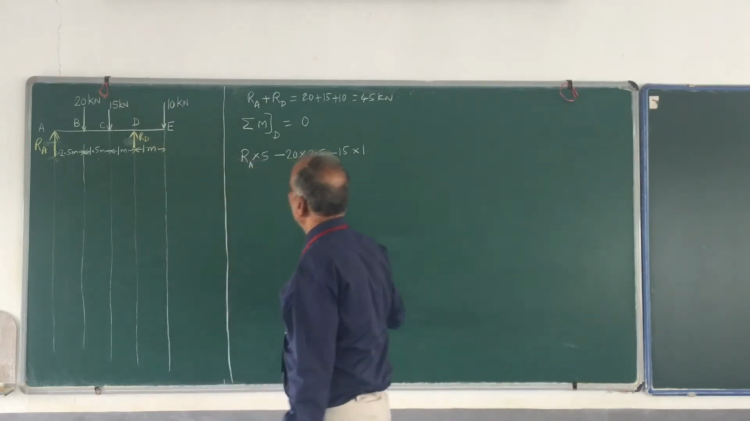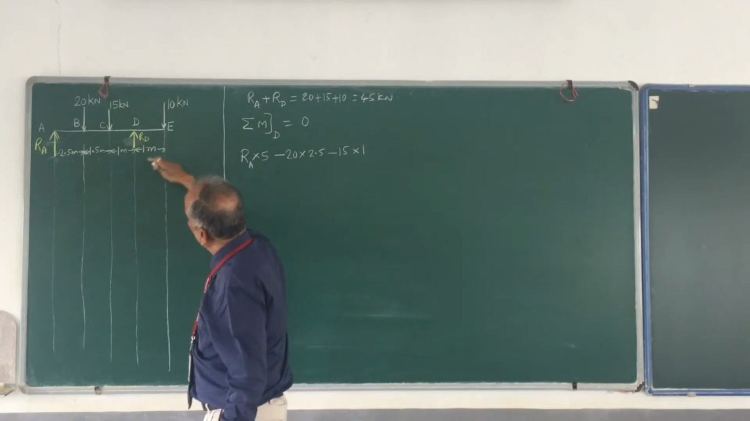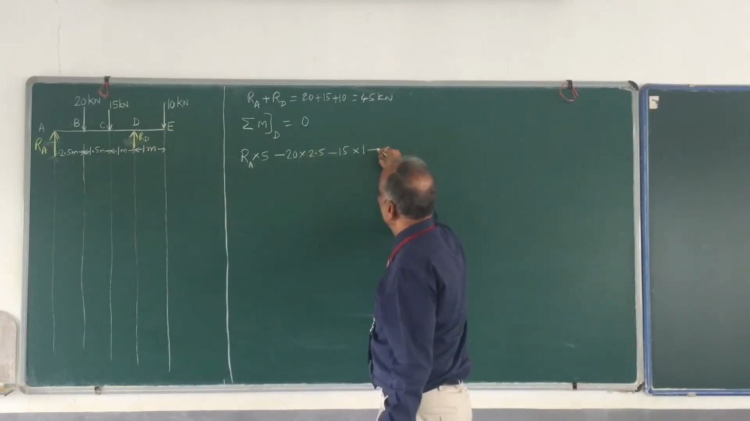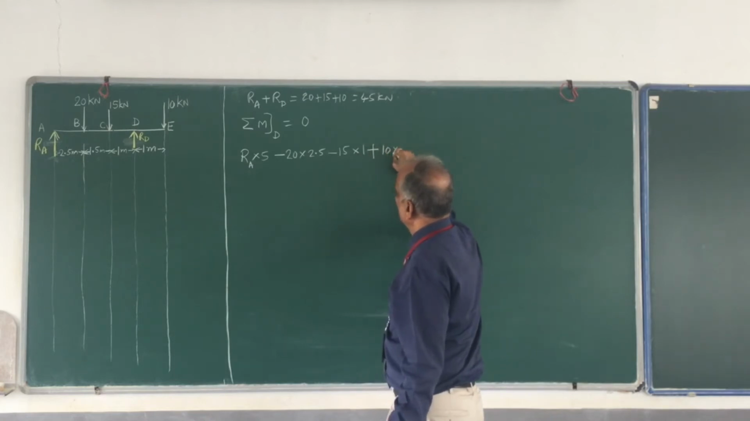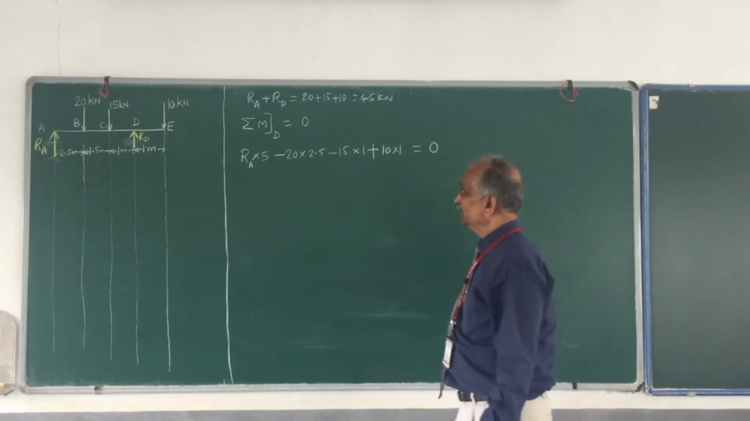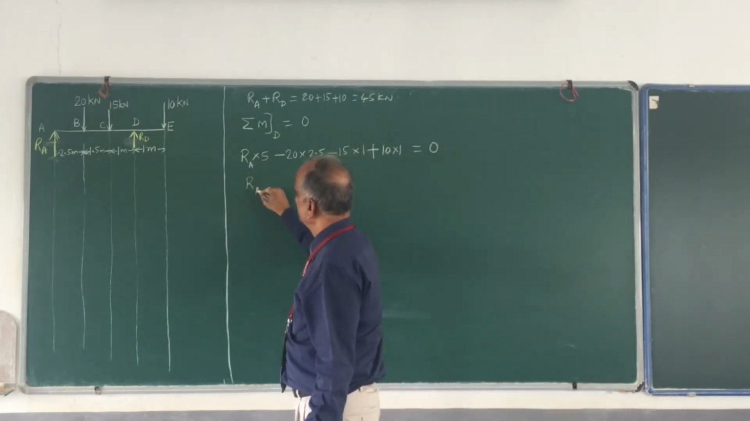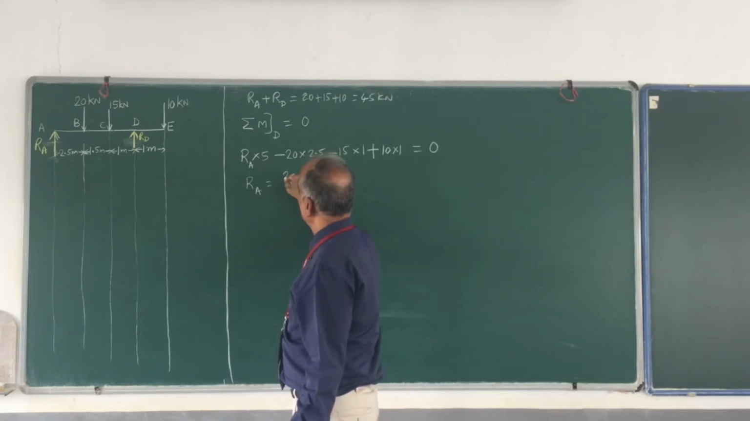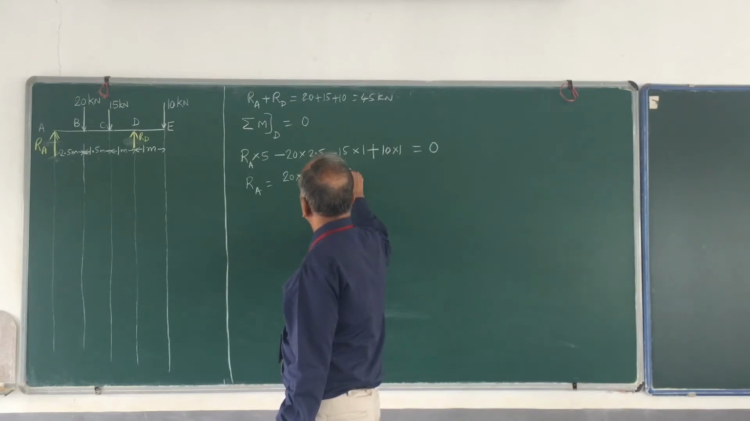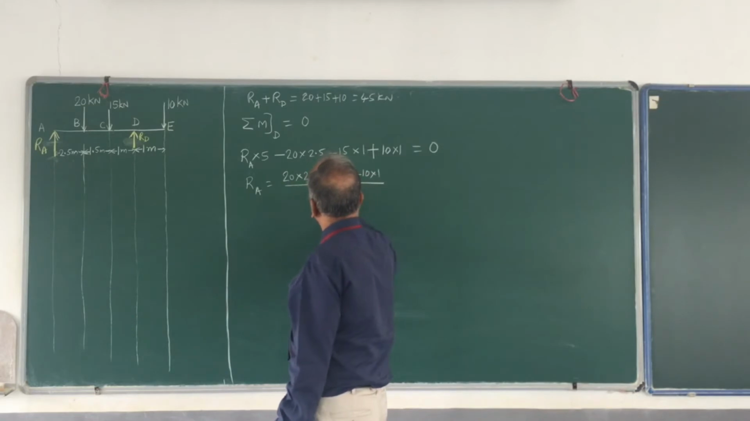And the next one, the moment due to 10 kilonewton about D, please remember this also is clockwise, and our clockwise moment is positive, therefore it is plus 10 multiplied by 1, the whole thing is equal to 0. So simplify this. RA is equal to 20 into 2.5 plus 15 into 1 minus 10 into 1, the whole thing divided by 5.